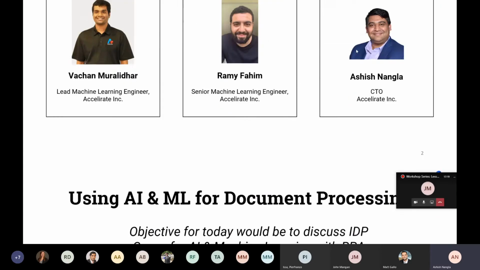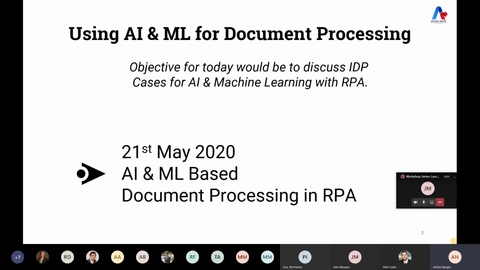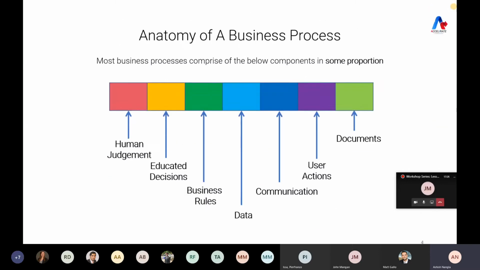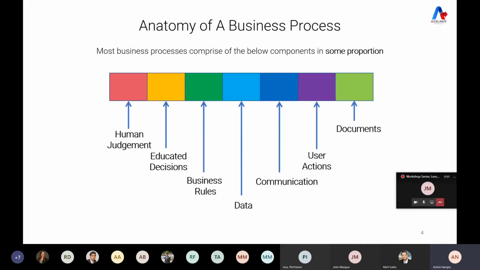We'll talk about using machine learning and AI for document processing today. The way we look at the entire document processing and all the other aspects of business processes is, when we look at automation, we look at the various components of a particular business process that need to be automated. And in theory, we look at different parts and different ways we handle different components of a business process.